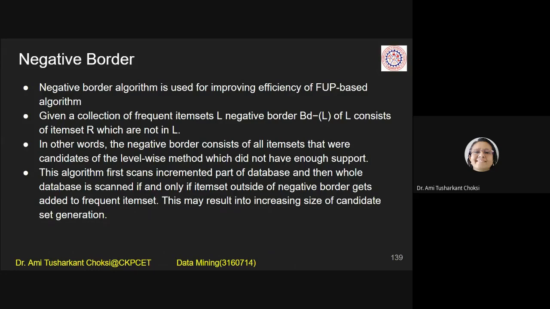A new item is coming, right? Which is frequent, that is, a new frequent item is there. For that, we scan the original whole database. Otherwise we scan only the incremented database, right? This may result in increasing the size of candidate set generation.